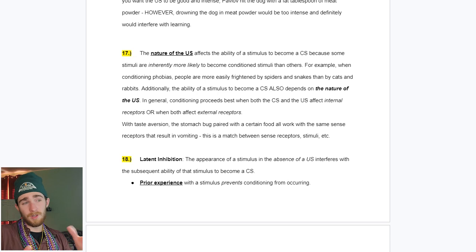Now, in general, conditioning proceeds best when both the conditioned stimulus and the unconditioned stimulus affect either internal receptors or when they both affect external receptors. To this point, think about taste aversion, right? So if I pair a stomach bug in close time with a burrito, these both involve the sense receptors that result in vomiting.